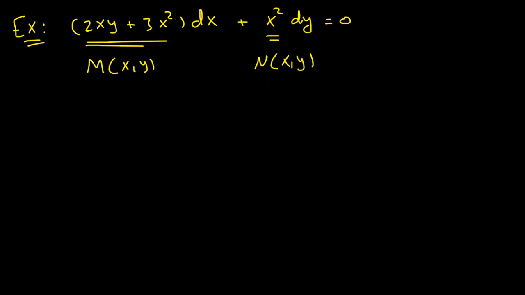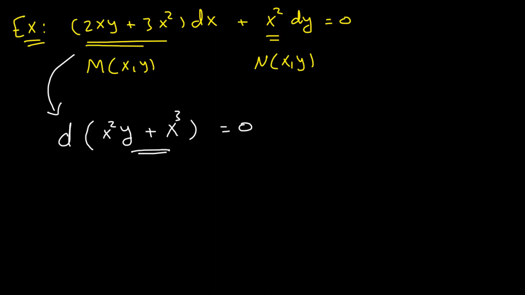Once we have found this conclusion, we can look at these terms to find the function which by differentiation gives this differential equation exactly. I can write this as d of (x^2 y + x^3) equal to 0. So these two terms represent the differentiation of this function. We can check this easily.